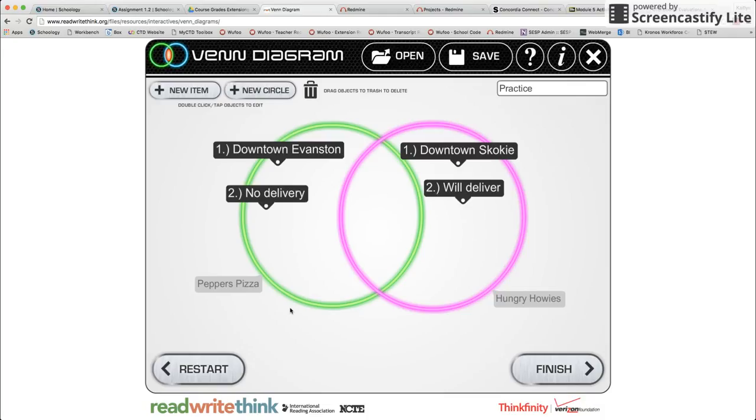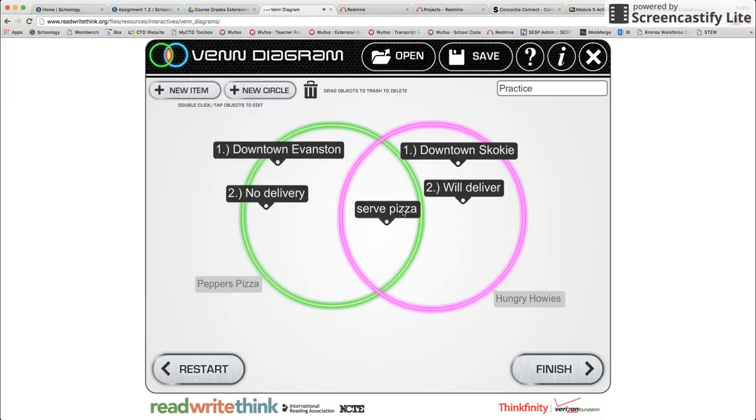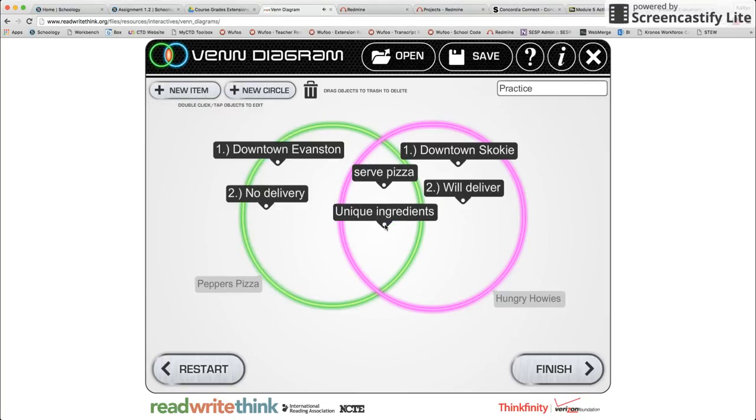And then when you're coming up with similarities, this one typically isn't as difficult. Obviously, you want to find something that applies to both. So what would a similarity of these two places be? Probably the obvious one is that they both serve pizza, right? So we can do that. Maybe another similarity would be that they have unique ingredients. Maybe both of them have unique concoctions that they make.